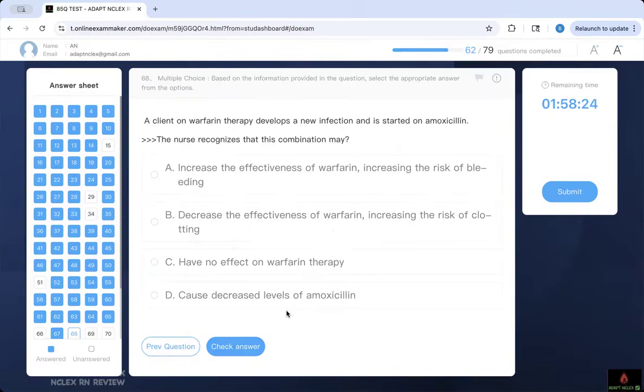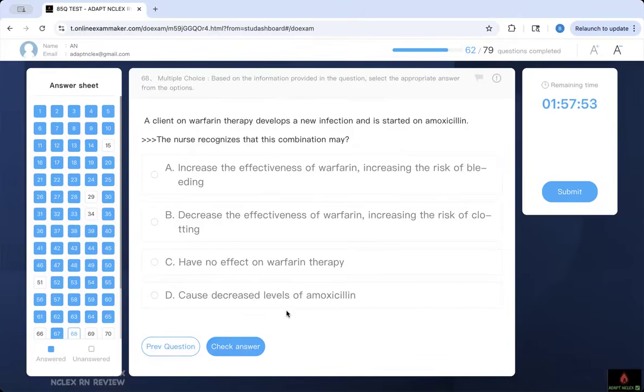A client on warfarin therapy developed a new infection. He started on amoxicillin. The nurse recognized that this combination may do what? What did you notice? Now we're talking about medication. We are on pharmacology, IV therapy, which, like I said, is another client needs category. We finished with infection control and safety. We're on pharmacology and what? IV therapy, therapeutics, right? What do you think?